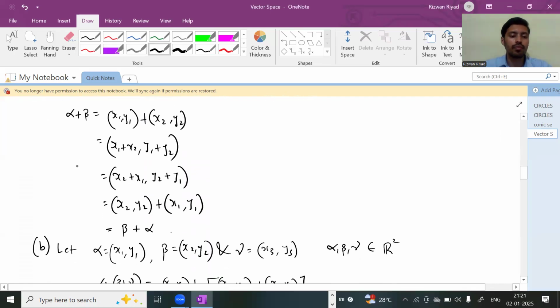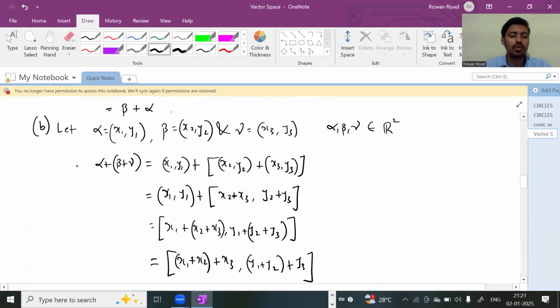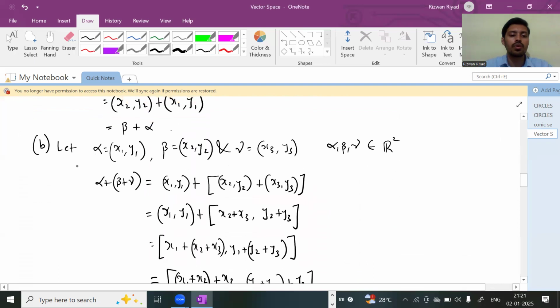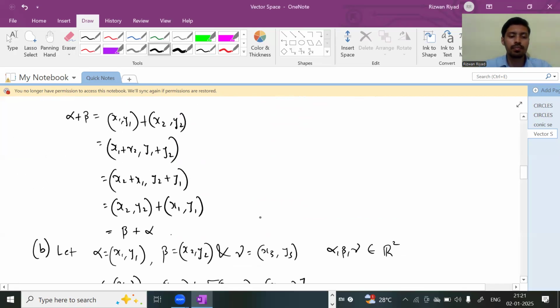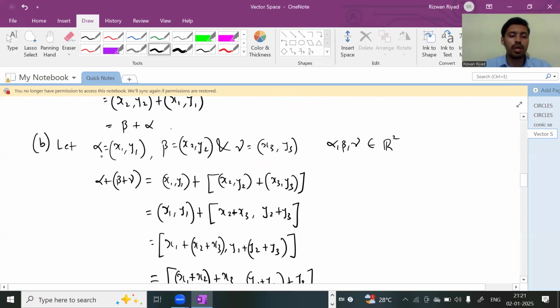Now move to the second one, B, in the first set of axioms. What was B? That addition is associative. That means for any alpha, beta, gamma belongs to V, (alpha plus beta) plus gamma will be equal to alpha plus (beta plus gamma). Let's see how that is satisfied here. Suppose alpha equals (x1, y1), beta equals (x2, y2), and gamma equals (x3, y3). Alpha, beta, gamma are arbitrary elements of R square.